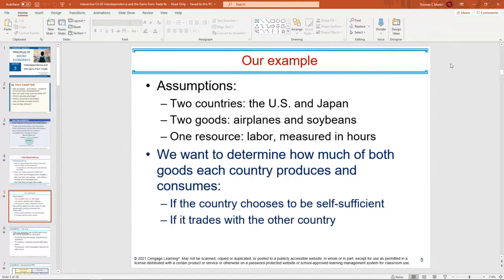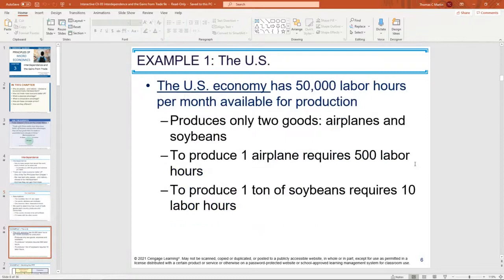In this process, we want to know how much we can produce, how much we want to produce, and how much we need. Now, in this example, they said the U.S. economy has 50,000 labor hours per month available for production. And they produce only two goods, airplanes and soybeans. To produce one airplane requires 500 hours of labor. So if you divide 50,000 by 500, what are you going to get? You get 100 airplanes to make.